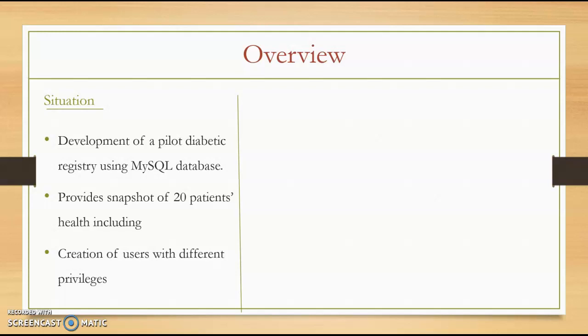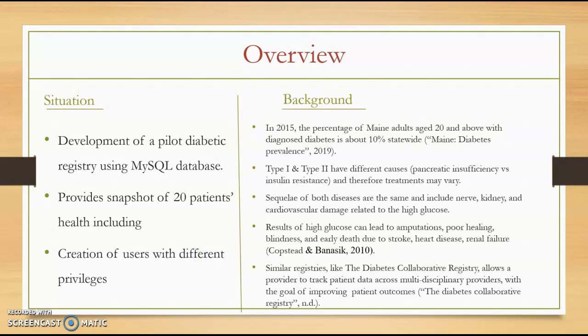To provide some background to the diabetes registry, in 2015, the percentage of men and adults aged 20 and above with diagnosed diabetes is about 10% statewide. This prevalence includes both type 1 and type 2, which have different causes, pancreatic insufficiency versus insulin resistance. While treatments may vary, the sequelae of both diseases are the same and include nerve, kidney, and cardiovascular damage related to the chronic high glucose.